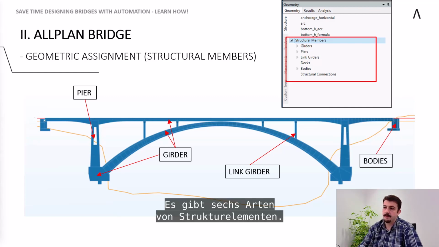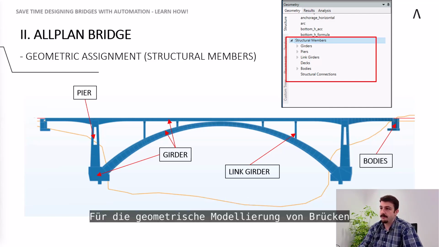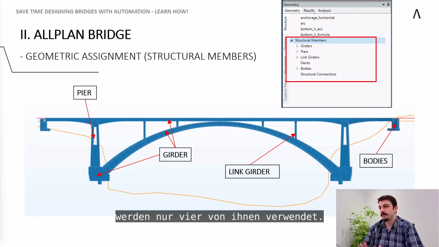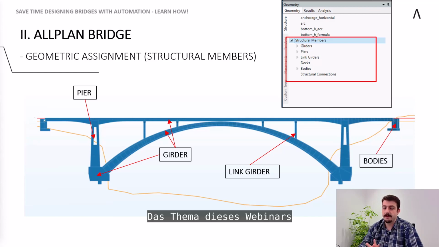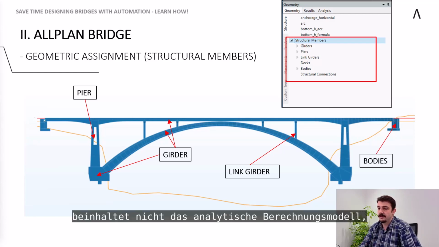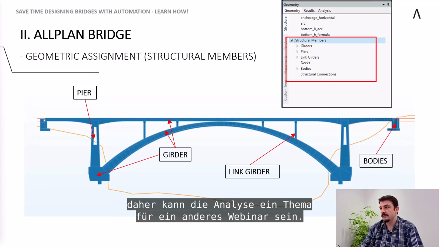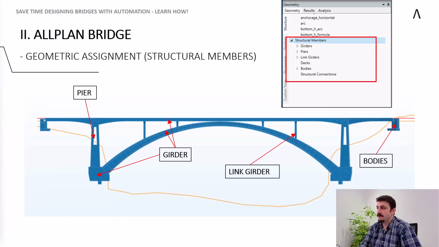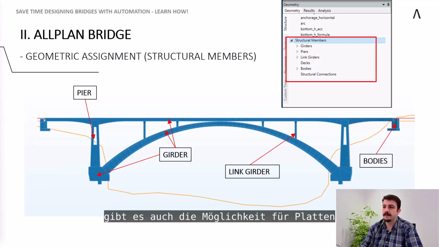There are 6 types of structure members. For this bridge's geometrical modeling, only 4 of them will be used. The topic of this webinar doesn't include the analytical calculation model. Therefore, analysis can be a topic for another webinar. For the analysis, there is also the possibility of decks and connections as structure members.